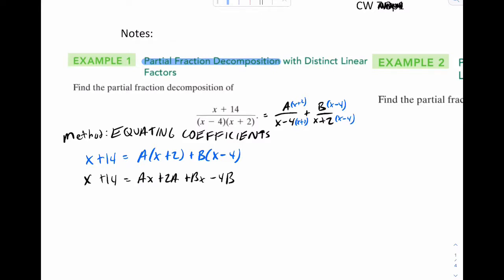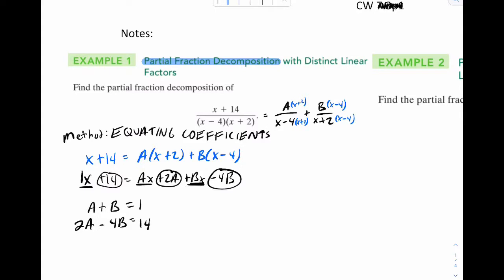And what's important here is we're not solving for x. We are doing this, equating the coefficients. So what we're doing is we're actually comparing. I'm going to underline everything with an x in it. And we're saying that these things all must be equal. So look at the coefficients. This is saying 1x has to be equal to ax plus bx, which means a plus b must equal 1. Now I'm going to circle all the numbers. I have 14, 2a, negative 4b, which means 2a minus 4b must be 14.